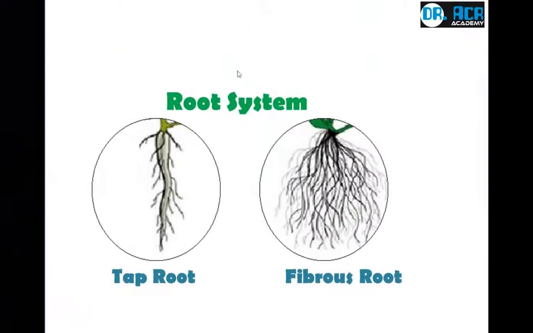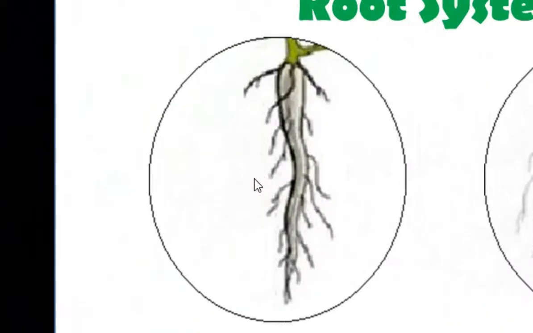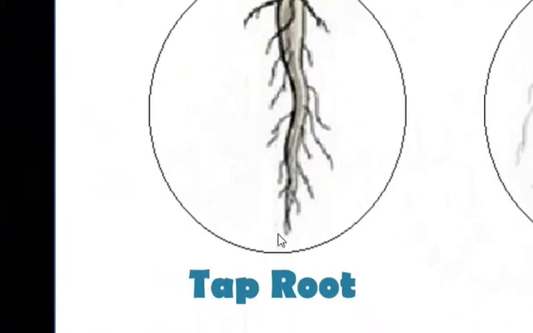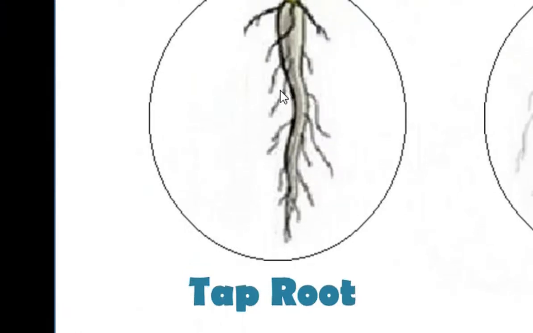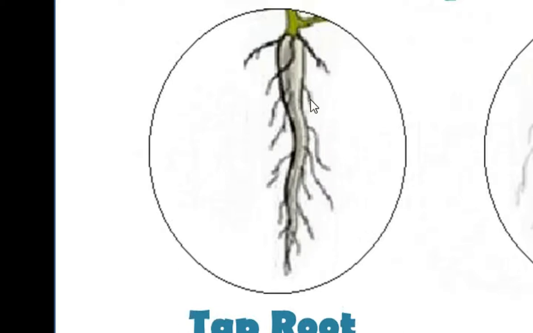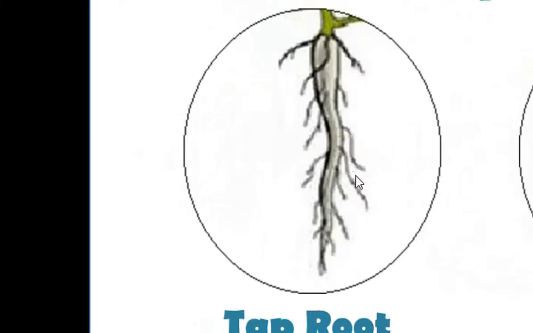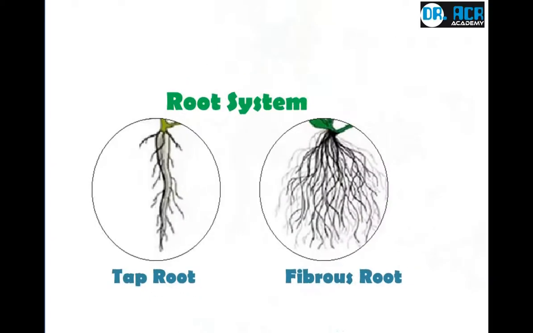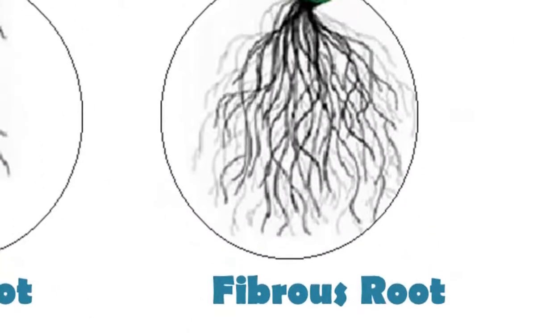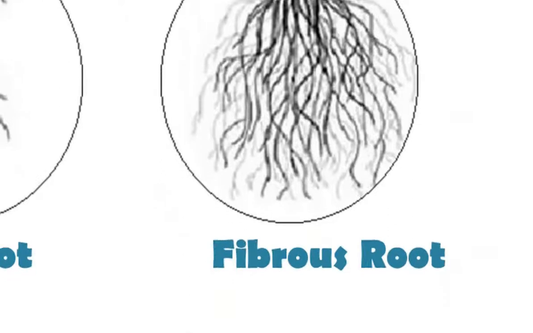As we discussed, in taproot you can see one main root, and small hairy roots coming out of the taproot, which are called lateral roots. In fibrous roots, you can see all the roots are of the same size.